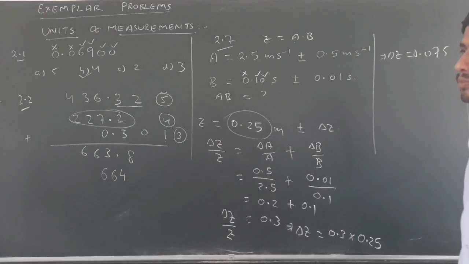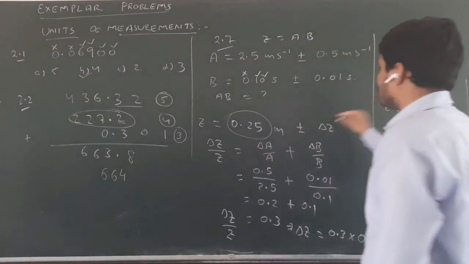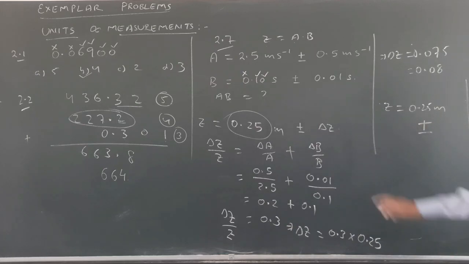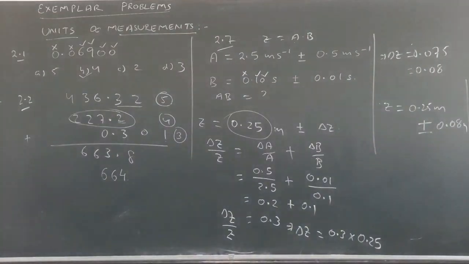After decimal, we should retain only 2 digits. And this is the error part. So there is no error after decimal, there is no error. There is error over here. I have discussed earlier, the moment you have an error in some of the digit, there is no point in writing digits beyond that. So we will omit this 5, and as per rules of rounding off, this becomes 0.08. Therefore, our answer will be Z is equal to 0.25 meters plus and minus delta Z, that is 0.08 meters. Okay, so this is the answer.